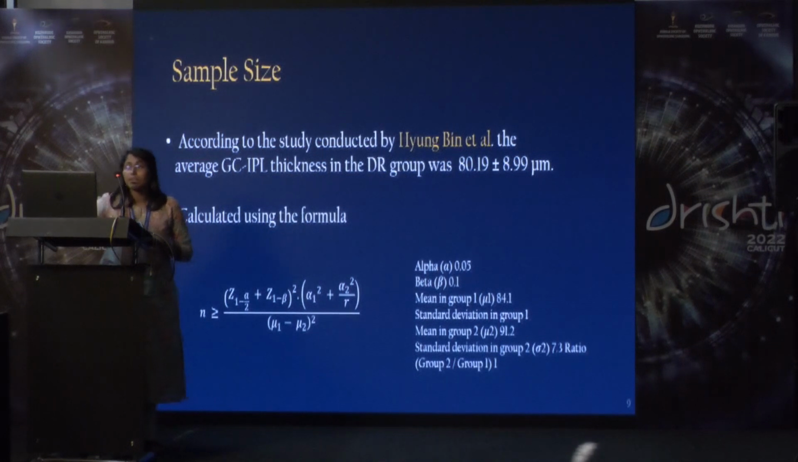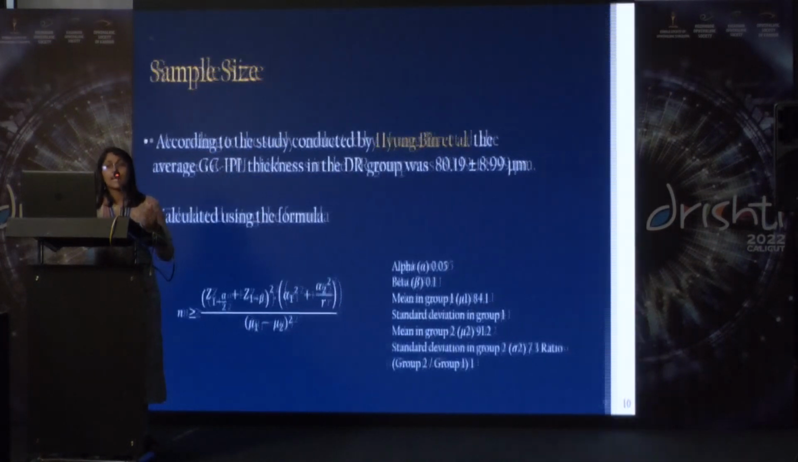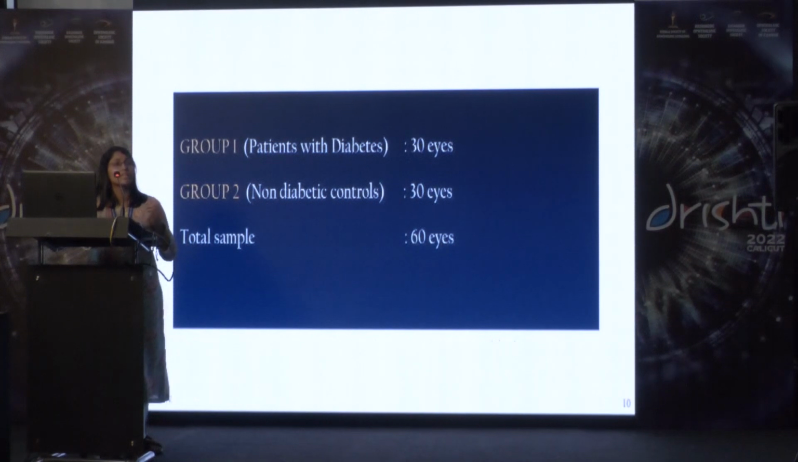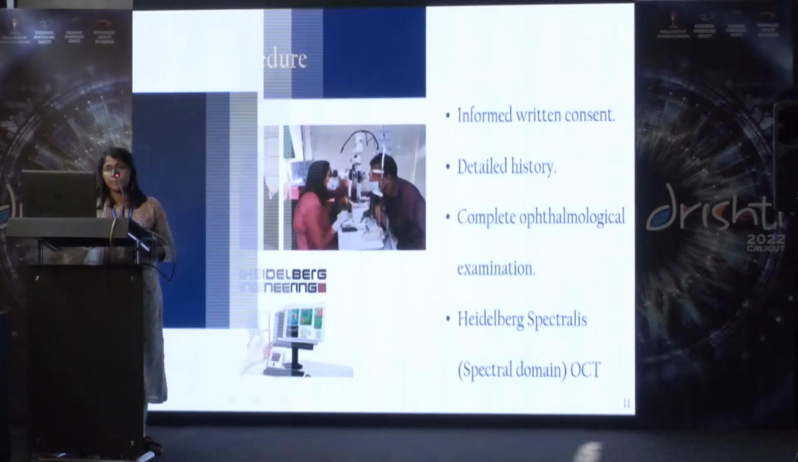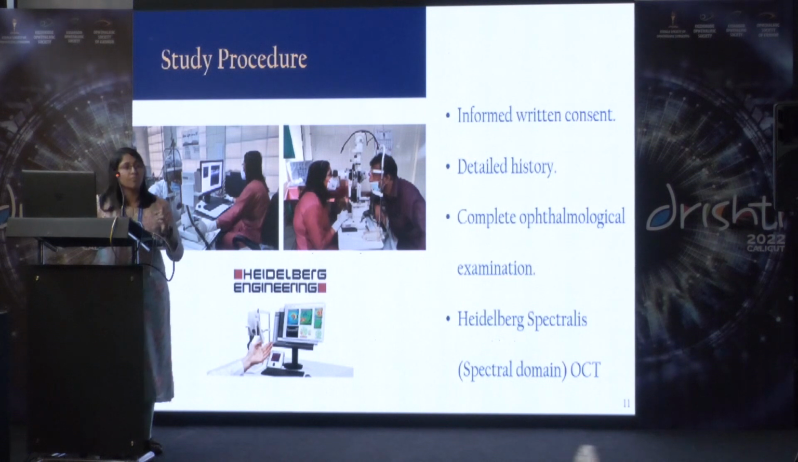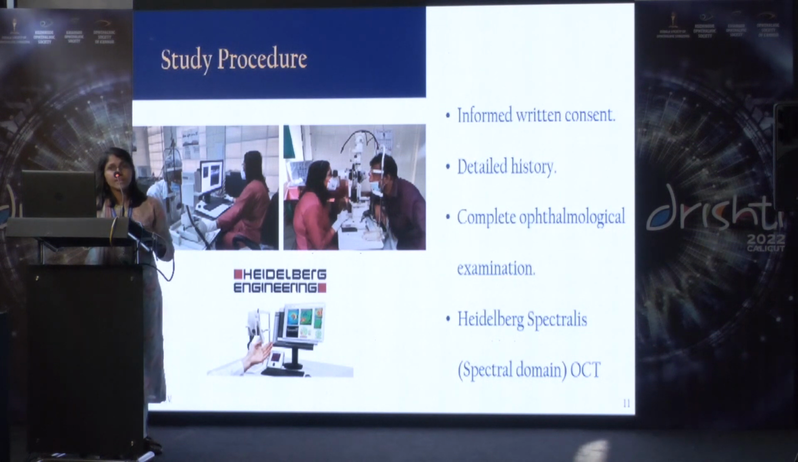According to the study conducted by Hyung-Bin et al., the sample size was calculated to be 30 eyes in group 1, that is patients with diabetes, and 30 eyes in group 2, that is non-diabetic controls, and a total sample size of 60 eyes. Study procedure: after an informed written consent, detailed history and complete ophthalmological evaluation was done.